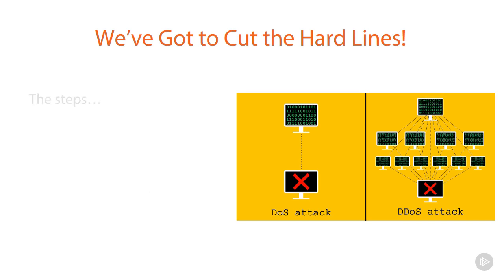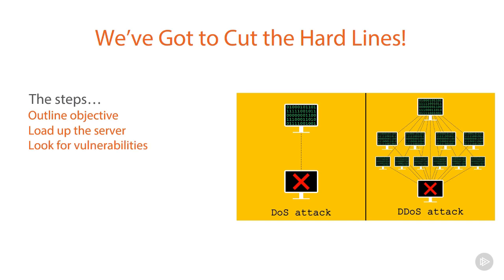So we've got several steps that we'll go through during this process. We'll start off by first taking a look at an outline objective. After we've done that, we'll then try to load up the server or get it loaded. Boy, there's a joke there, right? We'll also try to see if we can discover any systems that are vulnerable to denial of service attacks.